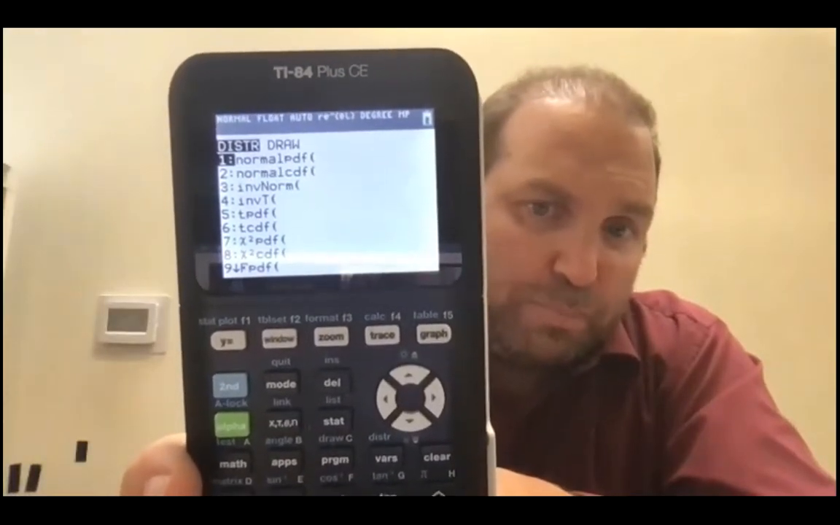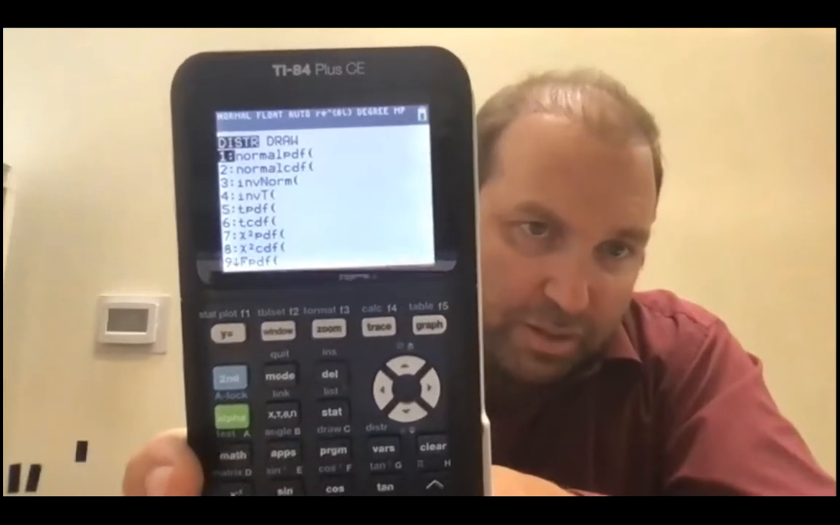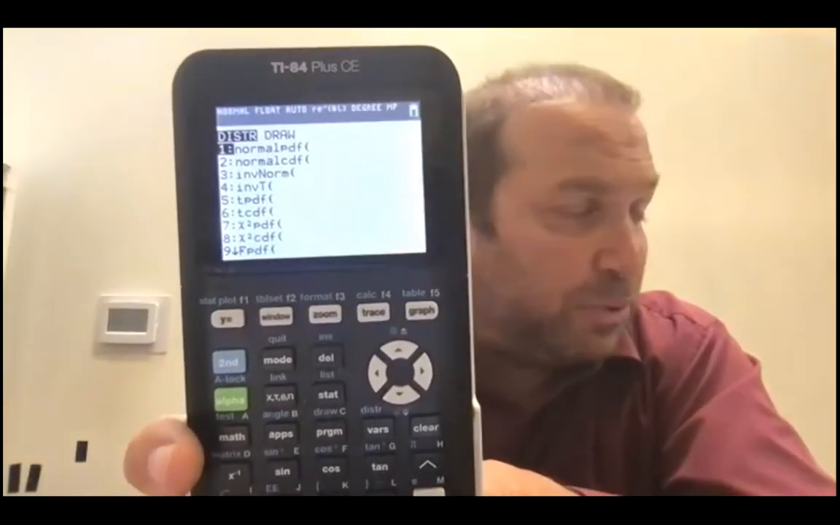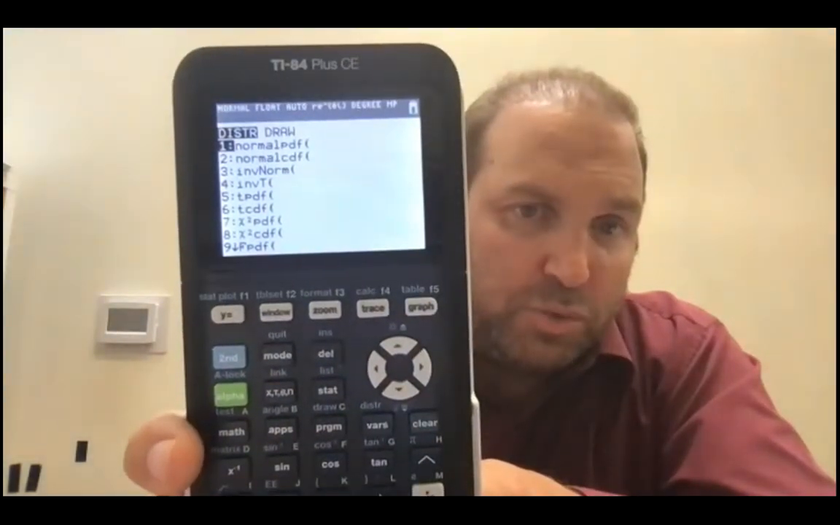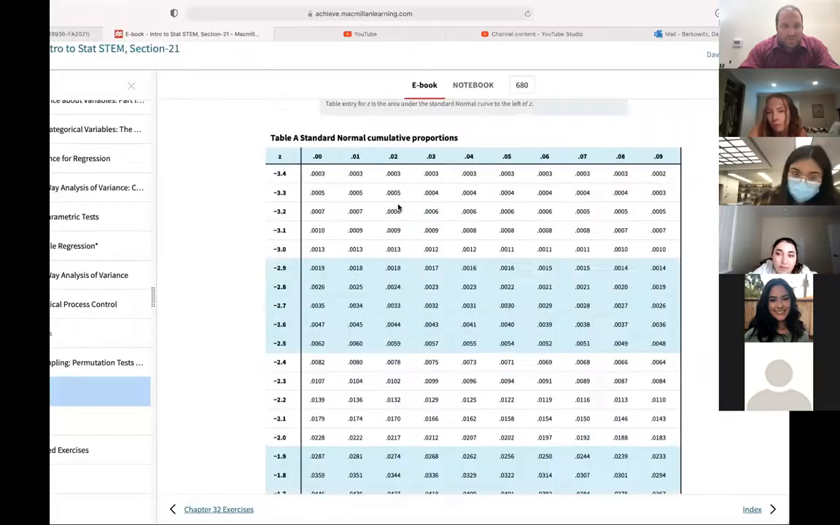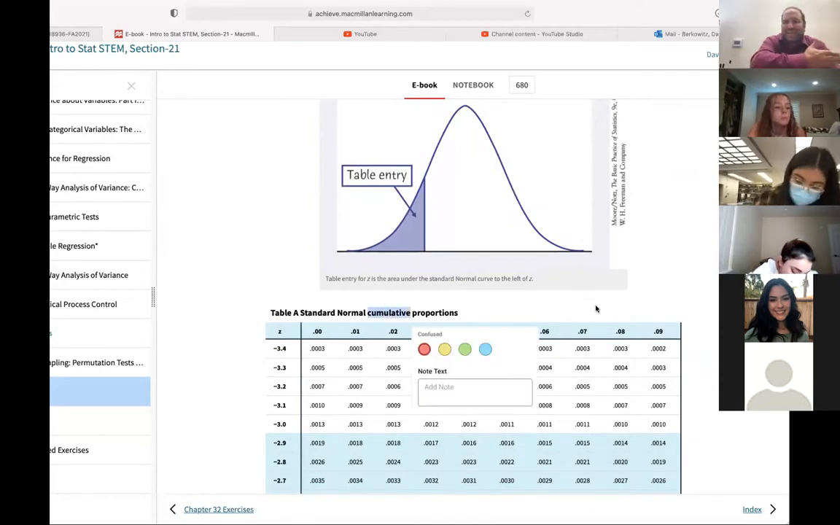I don't want to use the normal PDF. I want to use a normal CDF, because remember what that table was titled. Did anyone write down the title for that table that I just showed you? It was a standard normal, but there was an extra word in there. Anyone recall what it was? Cumulative proportions, because we're adding everything up until that point. We're accumulating everything up until that point. So the CDF is actually what we want to work with here.